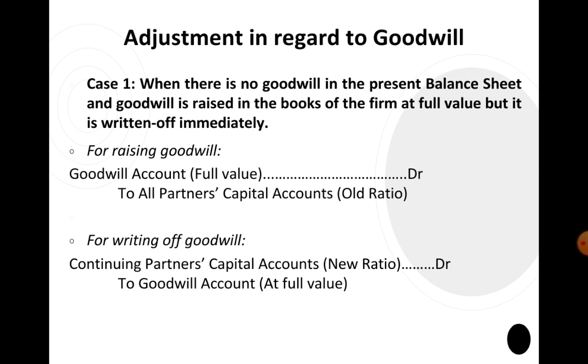Firstly, case number 1. When there is no goodwill in the present balance sheet and the goodwill is raised in the books of the firm at full value, but it is immediately written off. So under the first case, you have these few journal entries. For raising of goodwill, you have goodwill account at full value, it will be debited to all the partners' capital accounts in their old ratio. This is when you're raising goodwill. And when you're writing off goodwill, continuing partners' capital accounts in the new ratio will be debited to goodwill account at full value. This is when no goodwill in the present balance sheet and goodwill is raised in the books of the firm at full value, but it is immediately written off. Okay, same journal entries just like in case of admission.